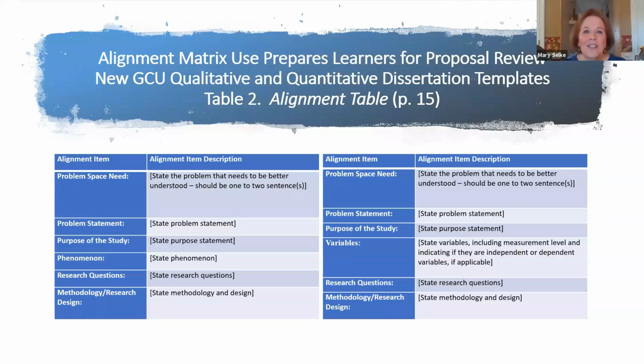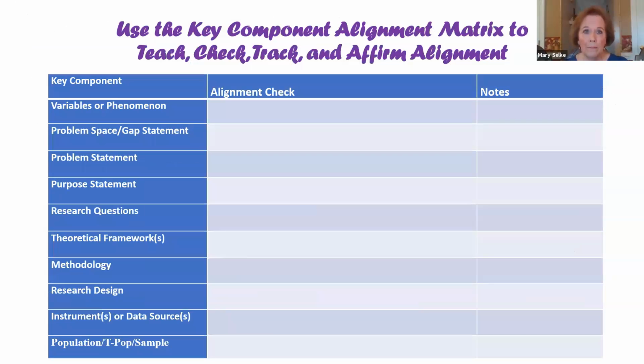The new GCU dissertation templates for qualitative or quantitative dissertations also include an alignment matrix. Glad to see that. If the key components alignment matrix is introduced, though, in the very early phases of writing and dissertation planning, then that concept of alignment isn't going to be new, and the process of checking to make sure those key components are aligned is going to be routine prior to ever beginning work on an actual proposal.